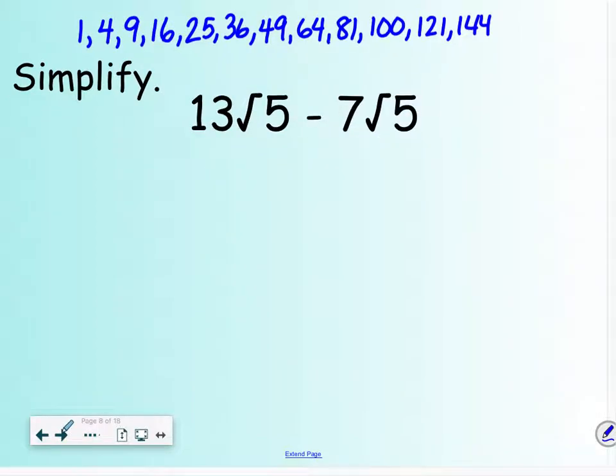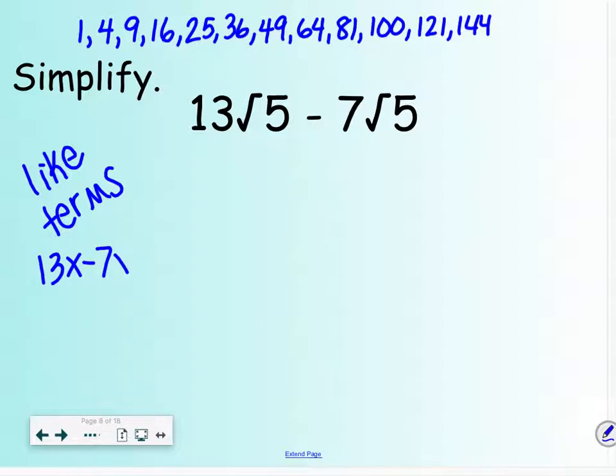Now, switching a little bit to adding and subtracting, as long as these are like terms, you can add or subtract the numbers in front. So this is similar to 13x minus 7x, which would equal 6x. You treat the radicals as like terms as long as what's underneath the square root is the same number. So this one, because they're both the square root of 5, 13 minus 7 is just 6. So it's 6 times the square root of 5.